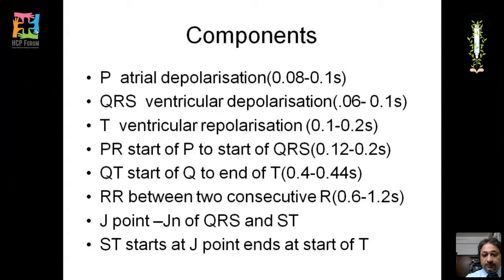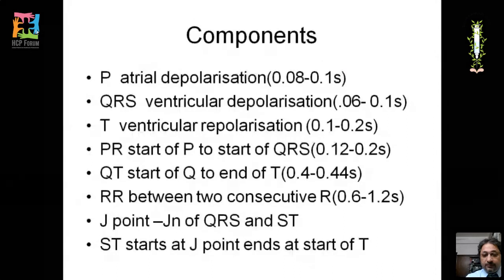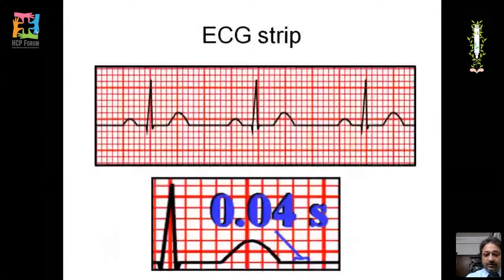to 1.2 seconds. The J point is the junction of the QRS complex and the ST segment, and the ST segment starts at the J point and ends at the start of the T wave. Therefore, it is a junction of the ventricular depolarization and the ventricular repolarization.